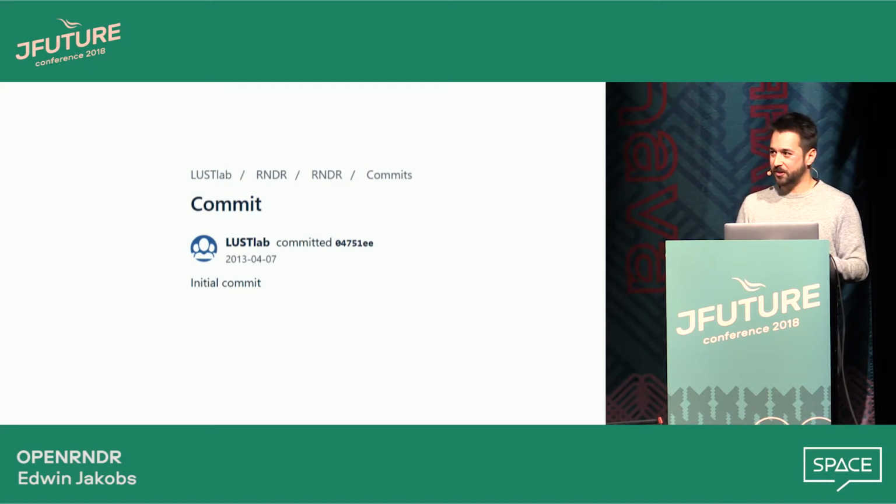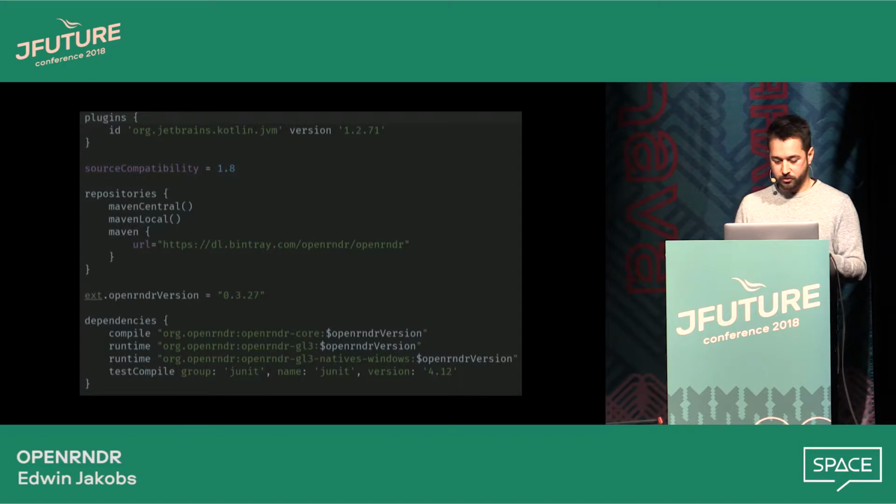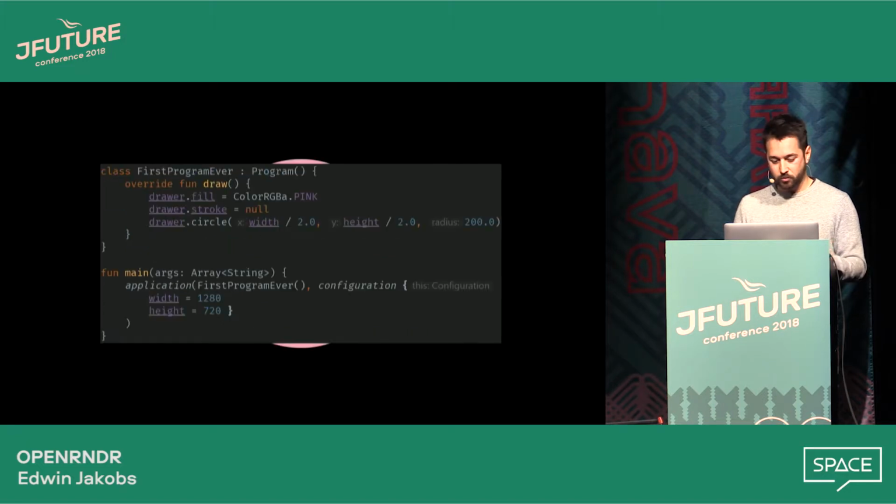So at this point, OPENRNDR is an open source project. You can start using it yourself at any point in time if you want. And I would like to show how you could start using this. Most of our projects start with a Gradle file where you define which OPENRNDR artifacts you are using. So your very first program ever is going to look like this.